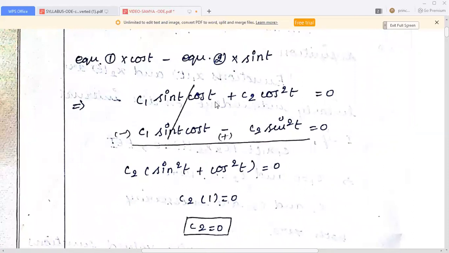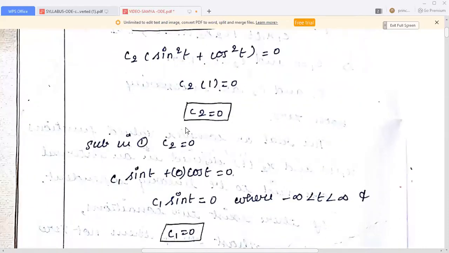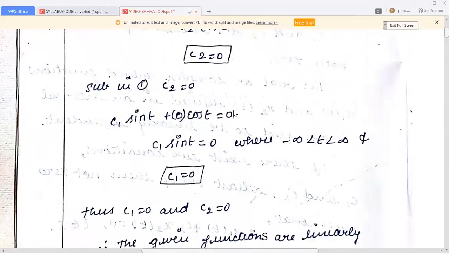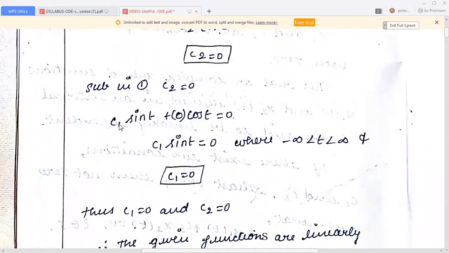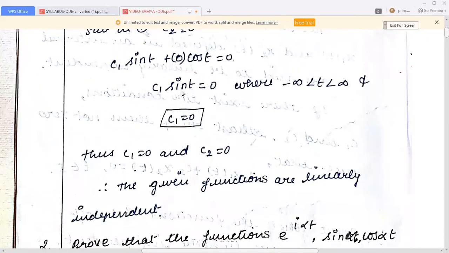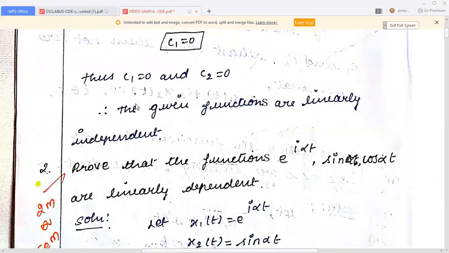In this, these expressions get cancelled. In the remaining terms, we get c2 into sin square t plus cos square t equal to 0. This implies c2 into 1 equal to 0. This implies c2 equal to 0. Substituting the c2 value in equation number 1, we get c1 into sin t plus 0 into cos t equal to 0. This implies c1 into sin t equal to 0. Therefore, c1 equal to 0 and c2 equal to 0. Therefore, the given functions are linearly independent.